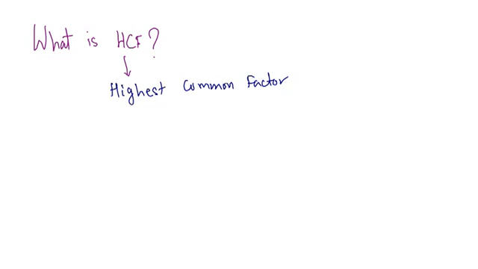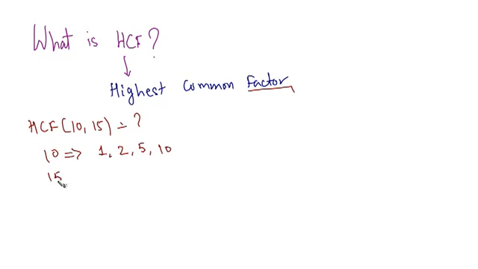So let's go by words and calculate the highest common factor of 10 and 15. So HCF of 10 and 15 is equal to question mark. It says factor, so we have to calculate the factors of 10 and 15. Factors of 10 are 1, 2, 5 and 10. And factors of 15 are 1, 3, 5 and 15.